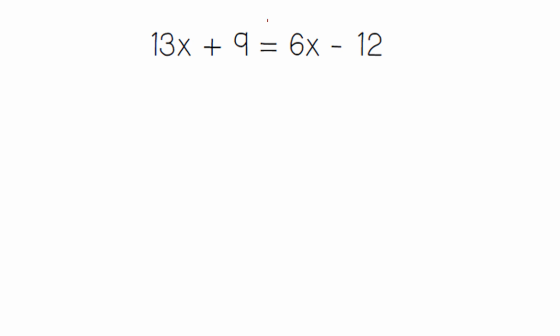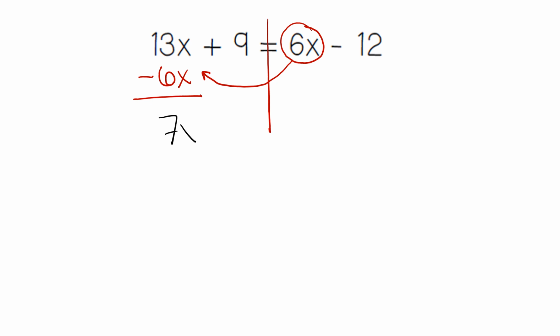We jump straight into step number 3, meaning we take our variable 6 and the x, and we do the opposite. We do a minus 6. 13 minus 6 is going to give us a positive 7, so that's going to be a 7x. We bring down the plus 9 and the minus 12 because we did not use those pieces.